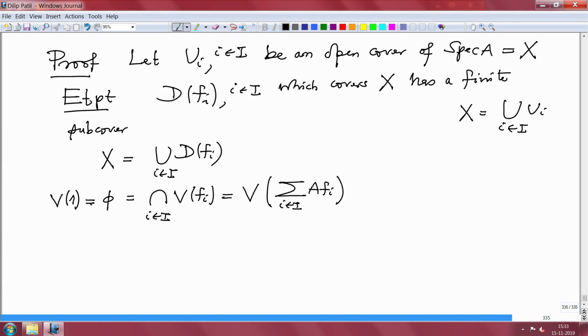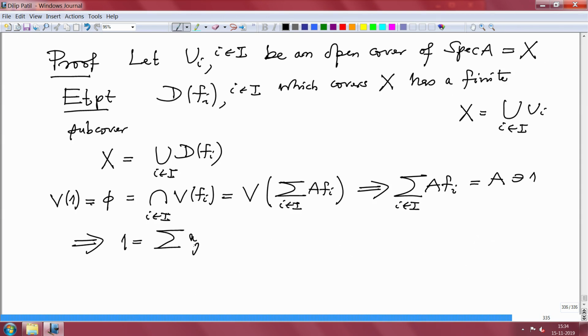In particular, it has to be a unit ideal, because if it was not a unit ideal, it will definitely be contained in a maximal ideal by Krull's theorem, and that will be a prime ideal, and therefore V cannot be empty. So this first of all implies the ideal generated by the f_i's is a unit ideal. So one belongs here, therefore one will belong to this side. That will imply I can write 1 as a finite linear combination of the f_i's.